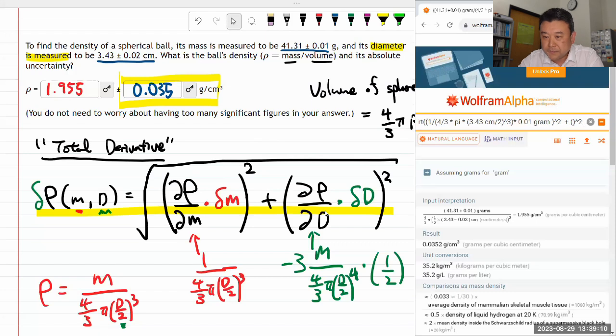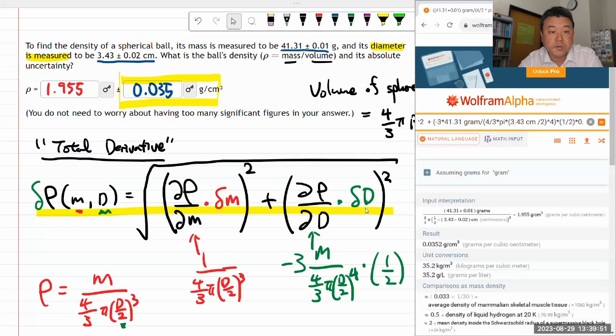And now for this second term, I need to put in minus 3 times the mass, 41.31 gram, divided by 4/3 times pi times d, which is 3.43 centimeter, divided by 2 to the fourth power. Leave that alone, and I think I already have this closing. Okay, and before that I need to do times 1/2. So that's the whole derivative expression. And I don't worry about the minus sign because squaring will get rid of that. Multiply this with the uncertainty in diameter.